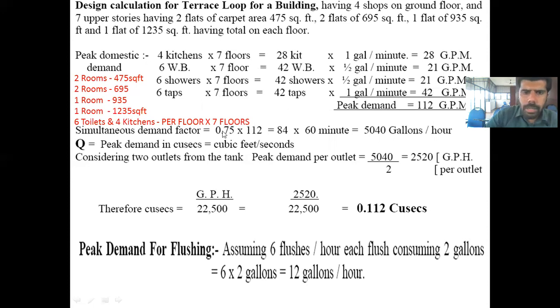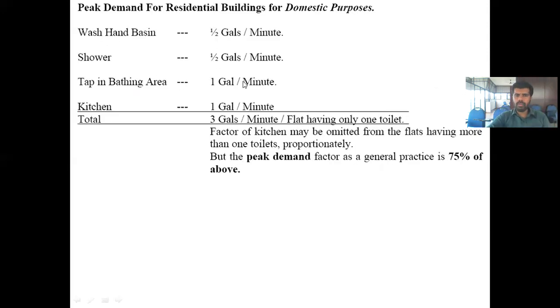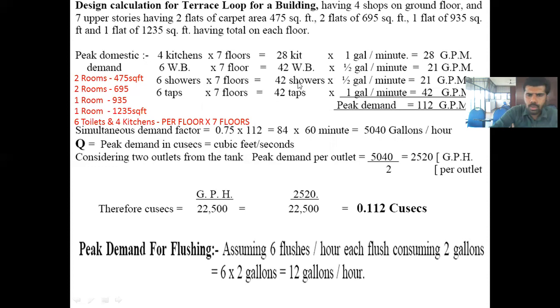Now we have to see the demand. The demand is half, half, 1, 1. Wash basin is half, shower is half, tap is 1, and kitchen is 1. So the kitchen is 1, so total you have 28 kitchens. How much domestic demand is there? 28 into 1 gallon per minute is equal to 28 GPM. In the same way, for wash basins it is half a gallon, so 42 into half is equal to 21. For showers, 42 into half is equal to 21.